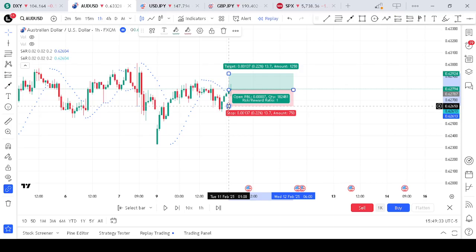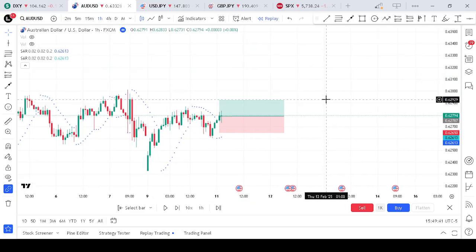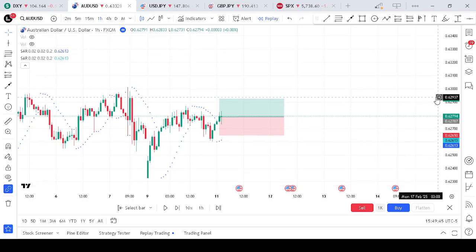How do we manage our trade? Once you are in the trade, use the short-term parabolic SAR to manage your position. The dots will act as a dynamic stop loss level, trailing behind the price as it moves in your favor. When the short-term SAR flips again, it is often a signal for you to exit your position.